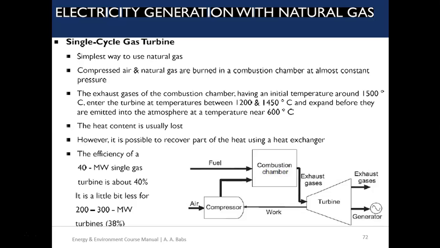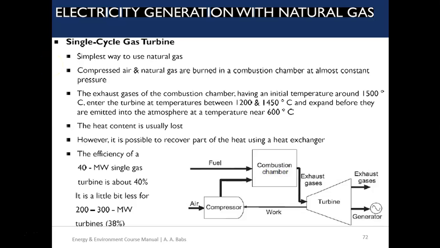The exhaust gases of the combustion chamber, having an initial temperature around 1500 degrees Celsius, enter the turbine at temperatures between 1200 and 1450 degrees Celsius, and then expand before they are emitted into the atmosphere at a temperature near 600 degrees Celsius. The heat content is usually lost along the line. However, it is important to note that it is possible to recover part of the heat using a heat exchanger.